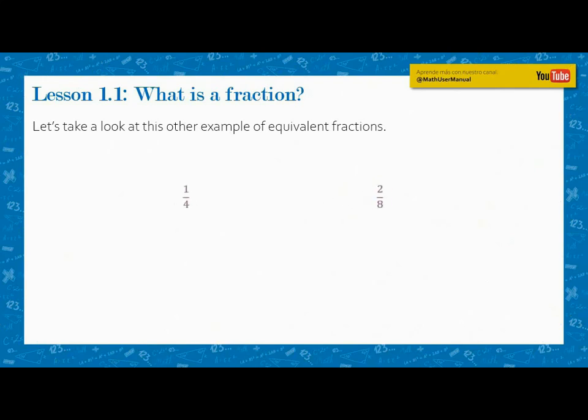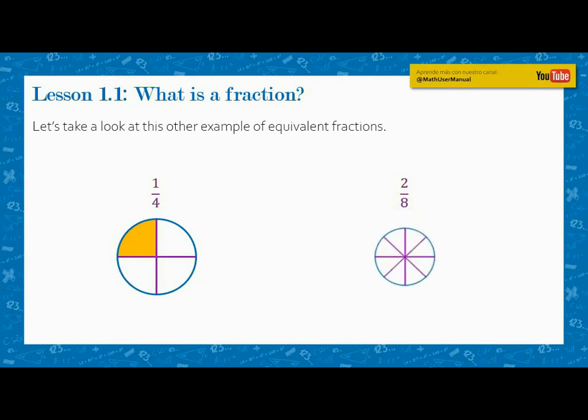So we have 1/4 and 2/8. 1/4 has a 4 in the denominator, so let's represent that 4 with a circle with 4 equal parts. And it has 1 on the numerator, so we paint only one part of the circle. Then we have 2/8, so 8 is in the denominator. We need a circle with 8 equal parts. And then we have 2 on the numerator. So we need to paint two sections of this circle, 1 and 2.